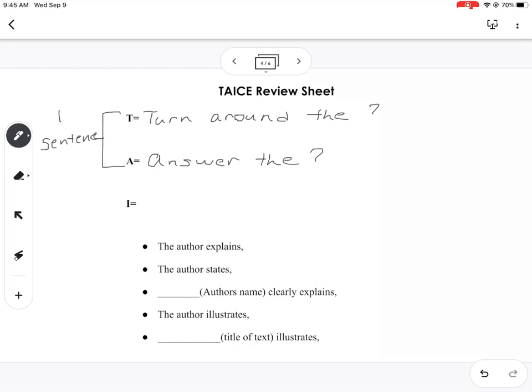Next is our I. So after we turn the question around and we answer it, we need to use examples, evidence from our text. We can't just throw a quote in the middle without introducing it. I call that quote bombing. That's a big no-no. Just because it's in the middle, it startles you, it's right there. So you need to introduce the quote.